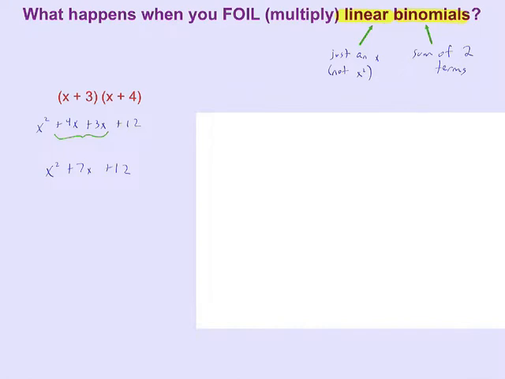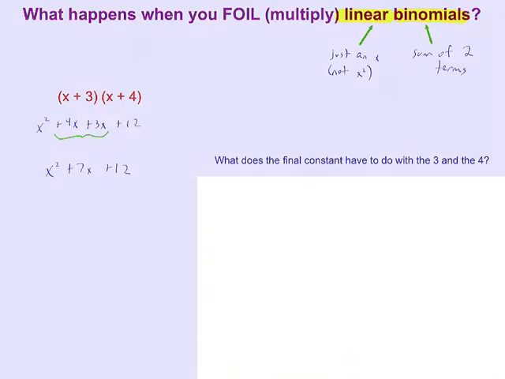And I just want to make sure we notice the pattern here. That final constant, that 12 at the end, that's the constant because there's no letter next to it. What does that have to do with the 3 and the 4? Well, it is the product of 3 and 4. Notice how we started with a 3 and a 4, and we ended with a 12, which is the product of 3 times 4.